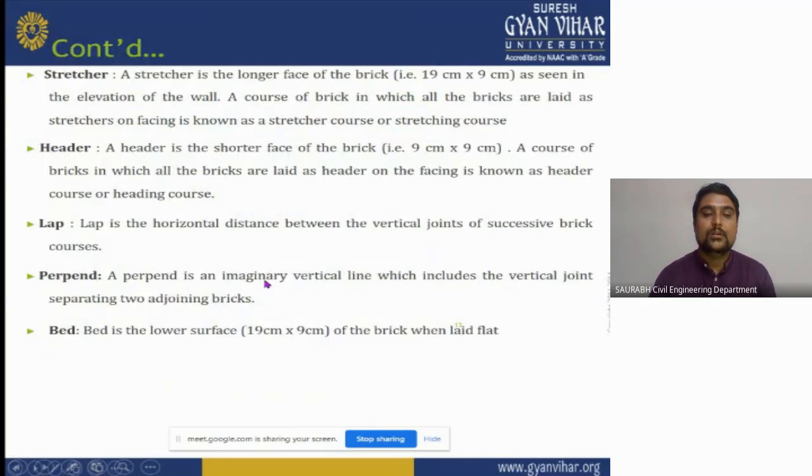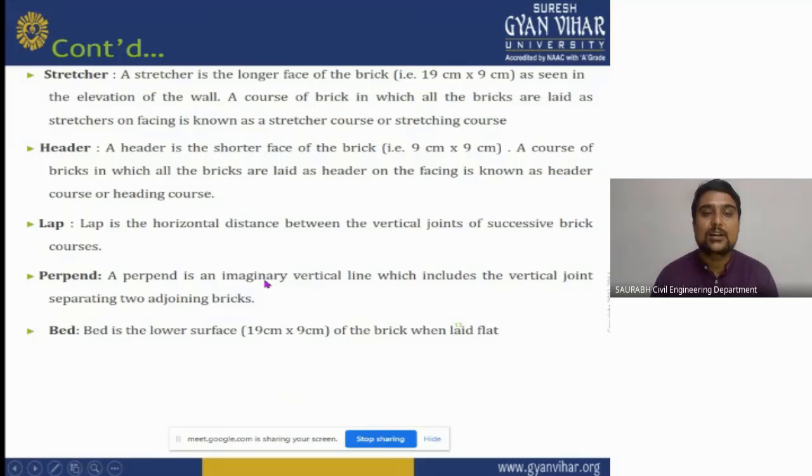Now we will come to some components of a brick which you can see here. First one is stretcher, second one is header, third one is lap, fourth one is perpend, and fifth one is bed. First, we will see the definition and meaning of stretcher. A stretcher is the longer face of a brick, 19 by 9 centimeter, as seen in the elevation of a wall. A course of bricks in which bricks are laid as stretchers on the facing is known as the stretcher course, or stretching course.